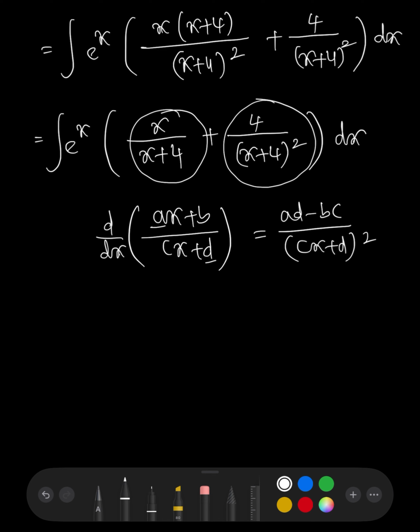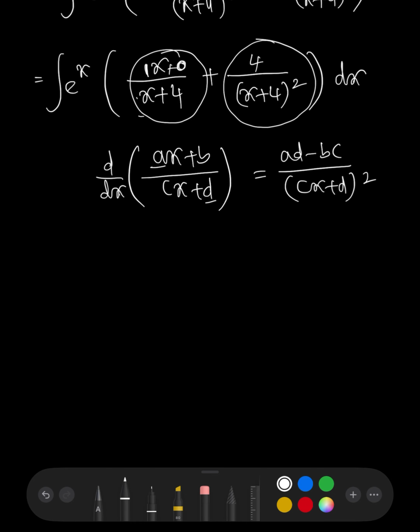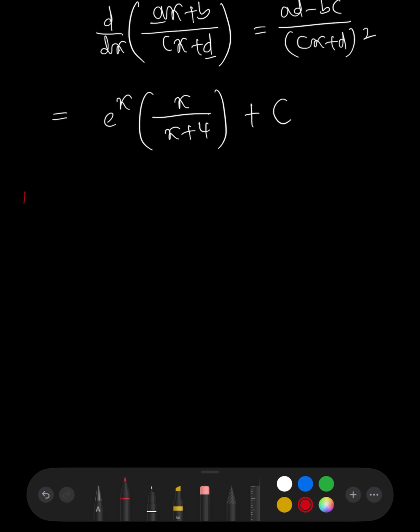So here a is nothing but 1, d is nothing but 4. Clearly no b is there, so we can say it as 0. 0 into 1 is 0, right? So if it is f of x, this is f dash of x, the second term is f dash of x. So the answer is e power x into x by x plus 4 plus c. Okay, now move on to the next question.